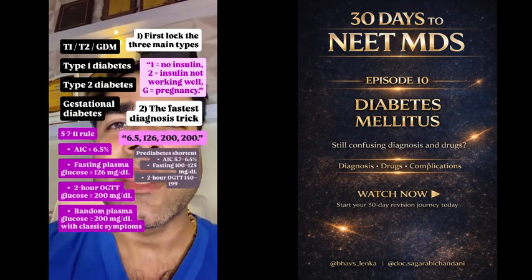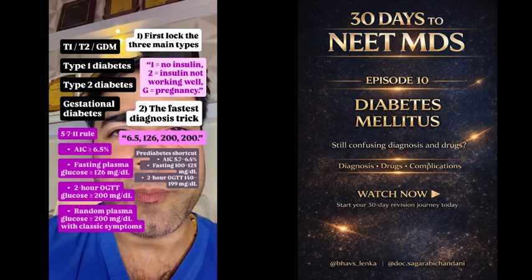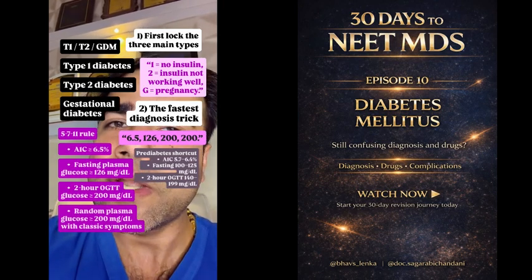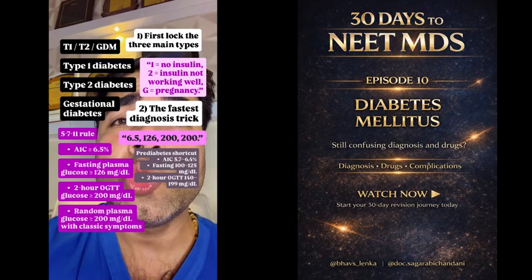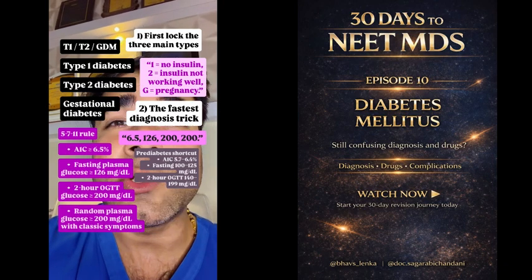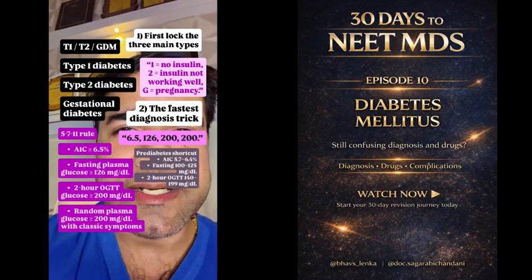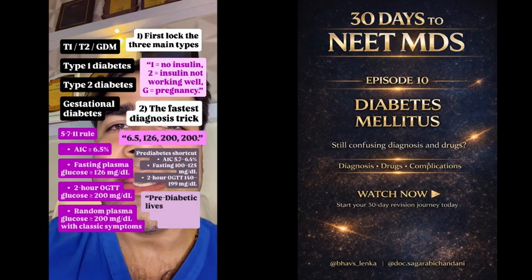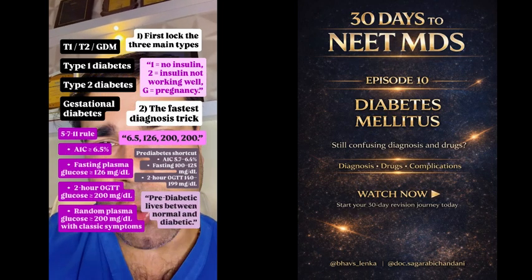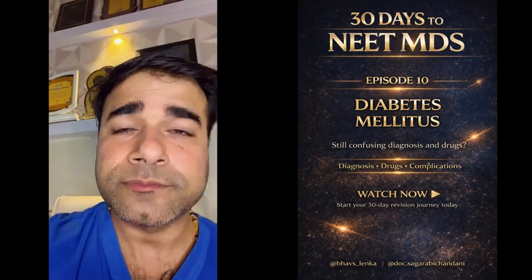Pre-diabetes shortcut: A1C 5.7 to 6.4%, fasting 100 to 125 milligrams per deciliter, 2 hours OGTT 140 to 199 milligrams per deciliter. Mnemonic: pre-diabetes lives between normal and diabetic.